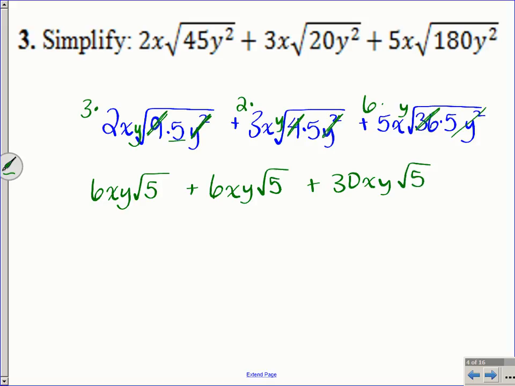So notice that all of our coefficients are xy's, and all of our radicals are square roots of 5. So I can combine my coefficients. 6 plus 6 is 12, plus 30 is 42, xy square root of 5. You don't change the x and y. When you add like terms, you just add the coefficients. And that's number 3.